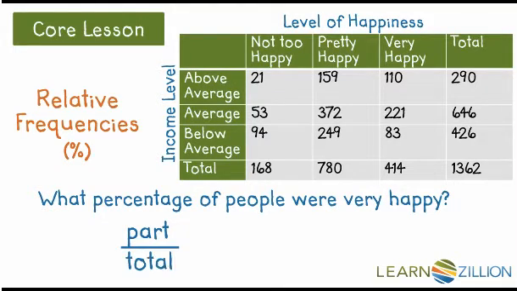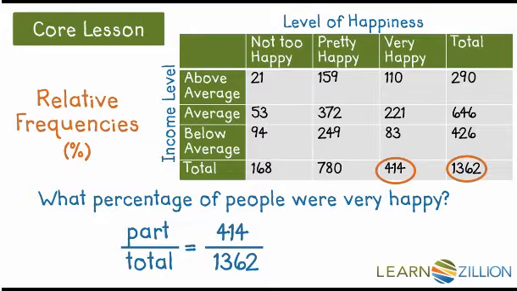So again, we want to set up our fraction, part and total. Looking at our two-way frequency table, we need to figure out what those part and total would be. We're looking at the people who were very happy. You can see from the table that there were 414 people who said they were very happy. And then we had a total of 1,362 people who answered the survey. So my part would be 414 out of a possible 1,362, which simplifies to 0.30, and that's equivalent to 30%. So 30% of the people who answered this survey said that they were very happy.